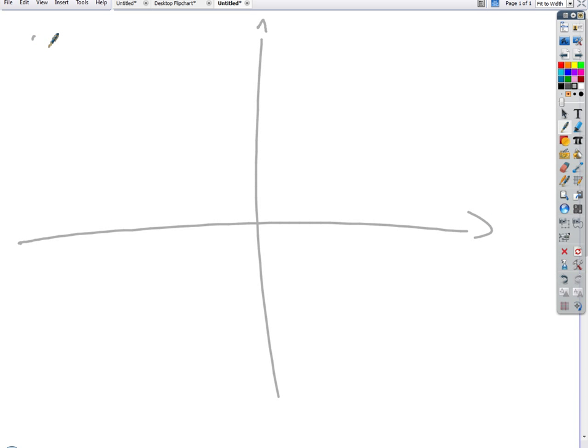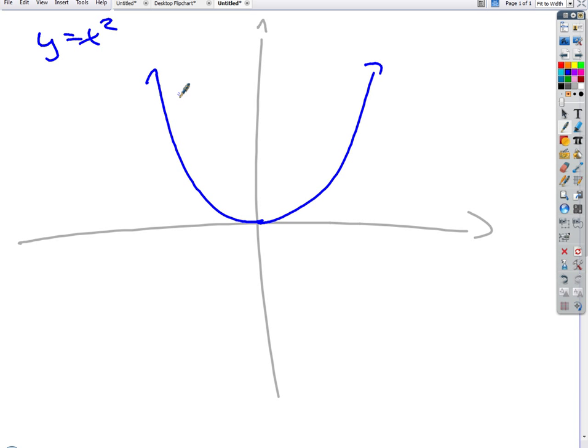So if I graph the function y equals x squared, what does that look like? A parabola. And this is just our basic parent function parabola, the one that goes like that, right? Everybody agree? Okay, now let's make a prediction what the inverse should look like.